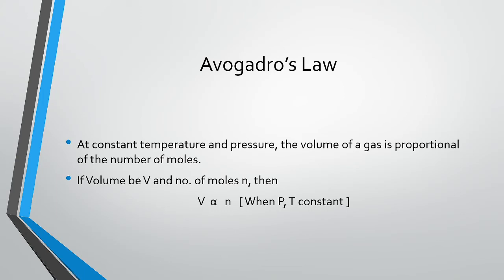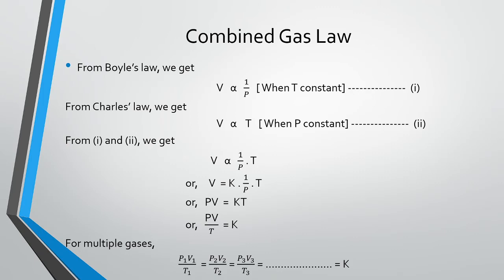There are some mathematical problems regarding Avogadro's law. We'll solve these in the next video class, which will be totally for mathematical problems. So now let's come to our next law, and this is the last law of our topic, that is the combined gas law. This is basically a combination of Boyle's law and Charles' law, nothing else. So for the combined gas law, we are combining two gas laws, that is Boyle's law and Charles' law.